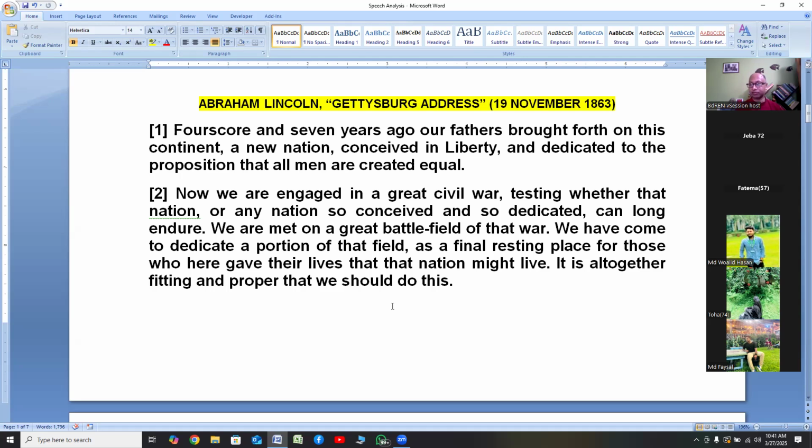So that very spirit which glorified the nation during its birth is not now wanting. It seems we are now testing that very spirit which led us to our freedom 87 years ago. So he says that nation, or any nation so conceived and so dedicated, can long endure. We are met on a great battlefield of that war. We have come to dedicate our portion of that field as a final resting place for those who here gave their lives that nation might live. It's altogether fitting and proper that we should do this.